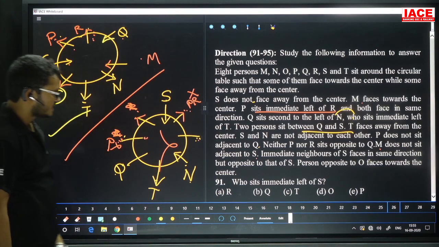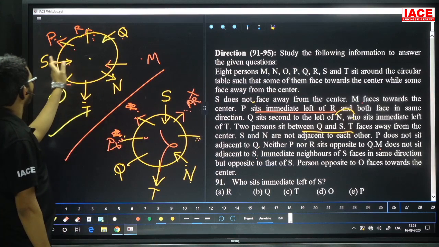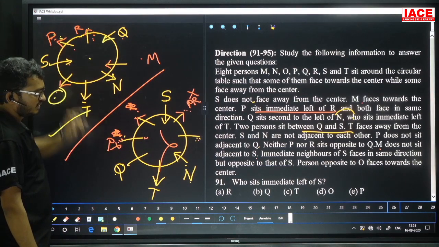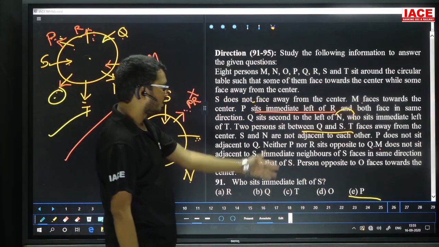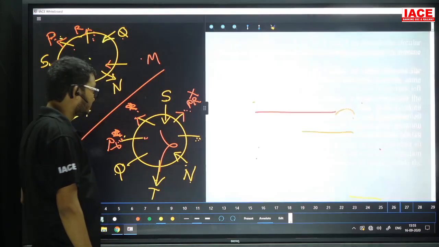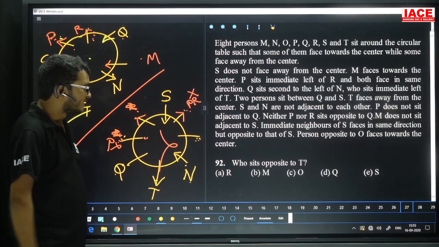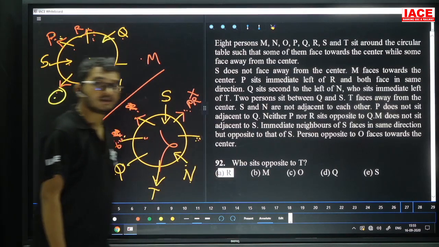Now take the questions. Question 91: who sits immediate left of S? S is inside. Who is immediate left of S here? P. So the answer is option E. Question number 92: who sits opposite to T? Opposite to T is R. So the answer is option A.